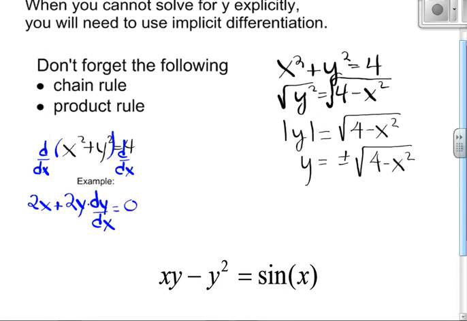Because the derivative of y squared with respect to y is 2y. Because you're talking about how does y squared change? Well, first, how does y change if I change x? And then, how does y squared change if I change y? That's just the chain rule. That's why I said don't forget the chain rule.